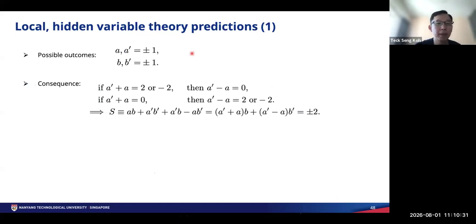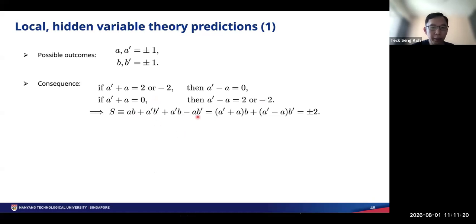What would EPR say? Well, there are two possible outcomes for each of these choices. It's just +1 or -1, right? For Bob as well, +1 or -1. Okay, if you get +1, you can't get -1, right? And so on. So if A prime plus A is 2, then A prime minus A must be 0. That means it's 1 plus 1, right? If it's minus 2, it will be -1 and -1, right? When you subtract, it will also be 0. Conversely, if they sum to 0, then the difference is 2 or -2.